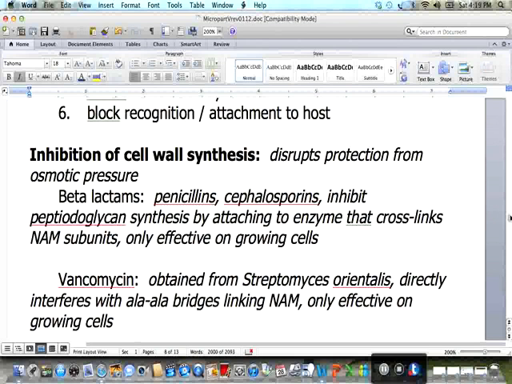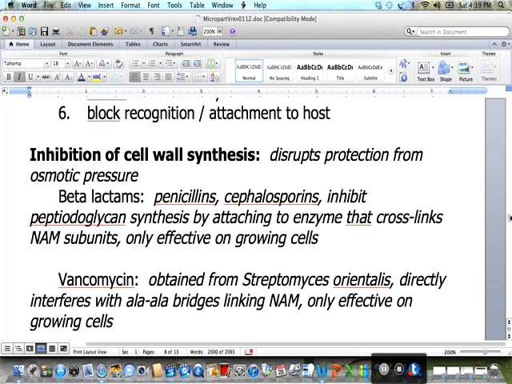First, we will look at drugs which inhibit cell wall synthesis. This will disrupt the mechanism protecting the cells from the osmotic pressure. The beta-lactams inhibit peptidoglycan synthesis by attaching the enzymes that cross-link the NAM subunits. These are only effective on a growing cell. Examples include the penicillins and cephalosporins.